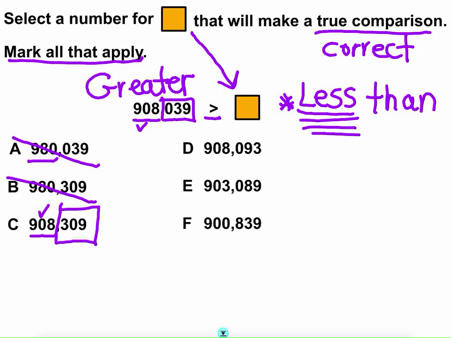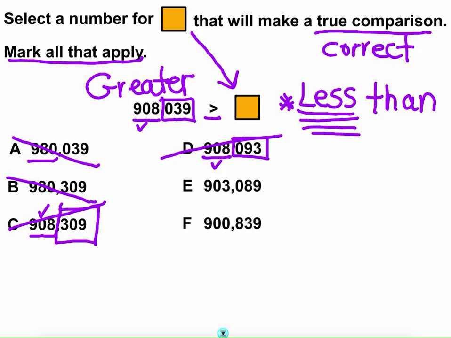The answer is no. So that can't be it. Now I'm moving on to the next. Again, 908, great. Chunk it. Is 39 greater than 93? No, it is not. Okay.